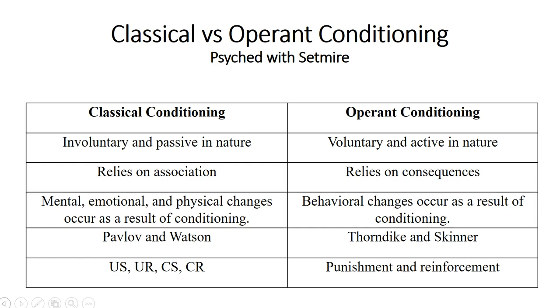With classical conditioning, we have people like Ivan Pavlov and John Watson, and terms like the unconditioned stimulus, the unconditioned response, the conditioned stimulus, and the conditioned response. With operant conditioning, we see the prominent people being Edward Thorndike and B.F. Skinner, and we see the big terms being things like punishment and reinforcement.